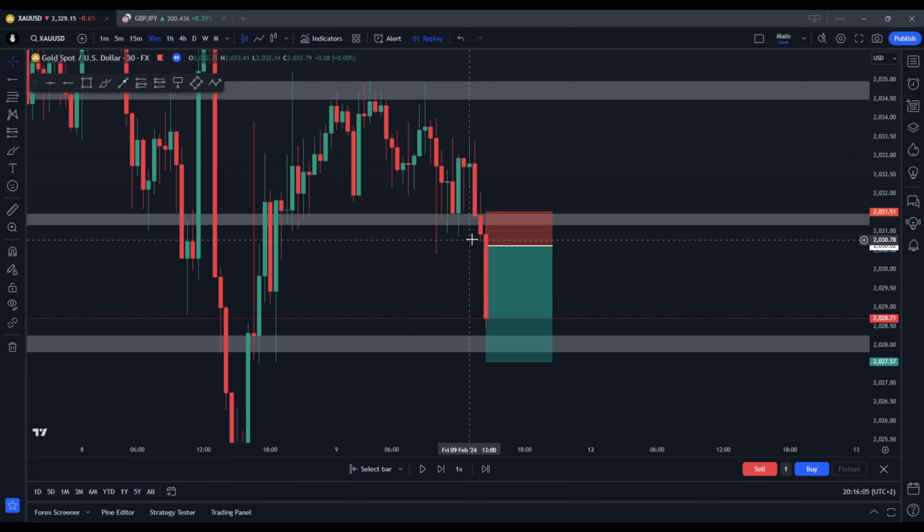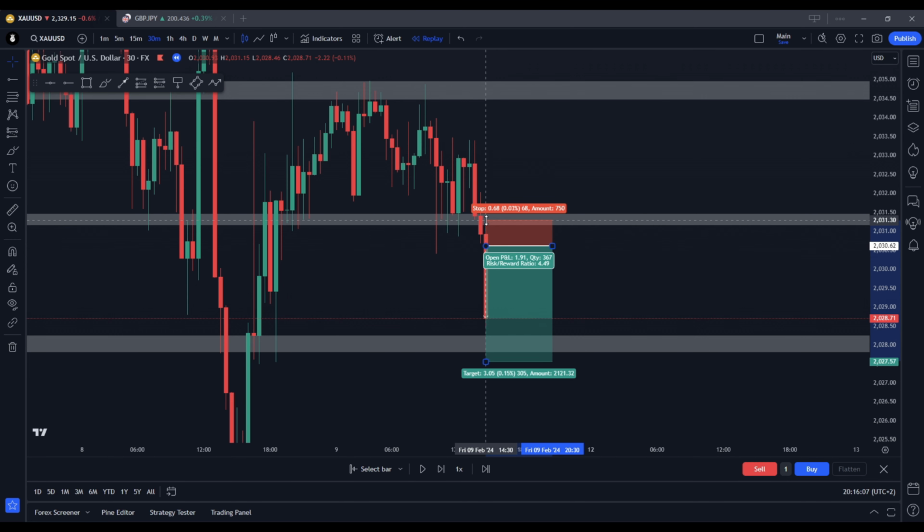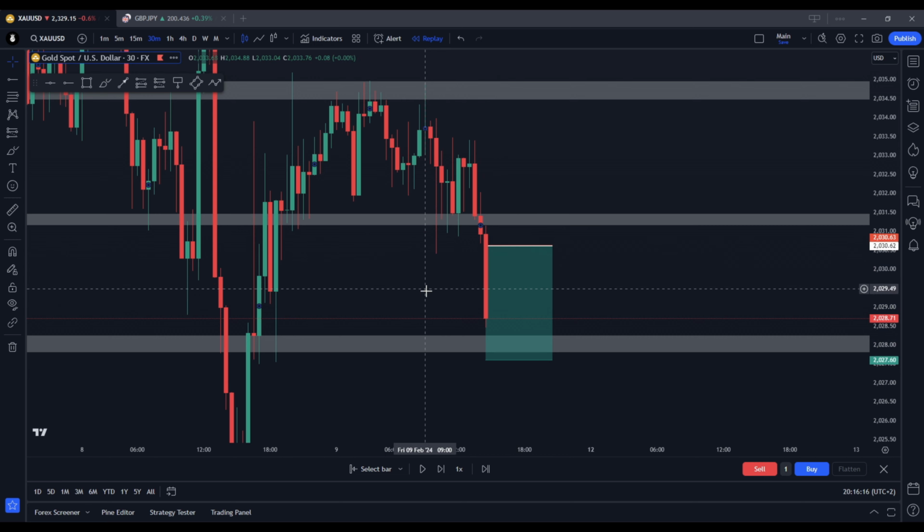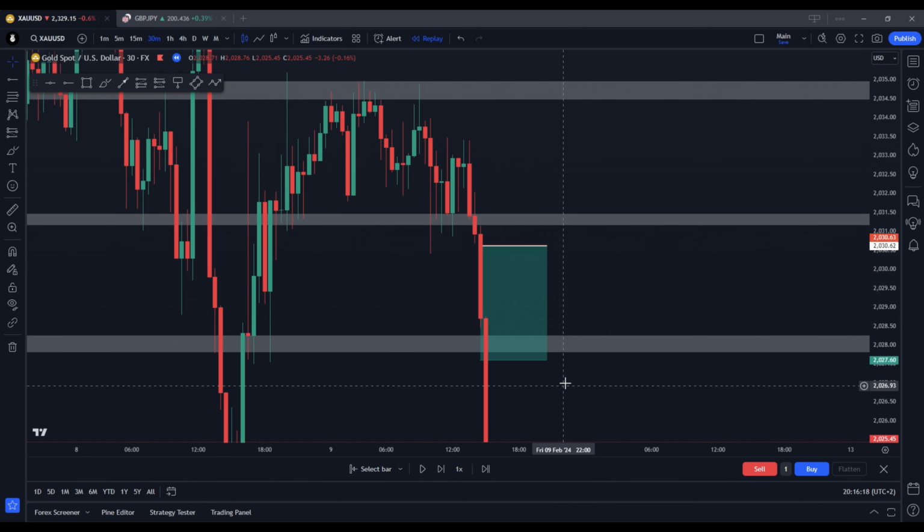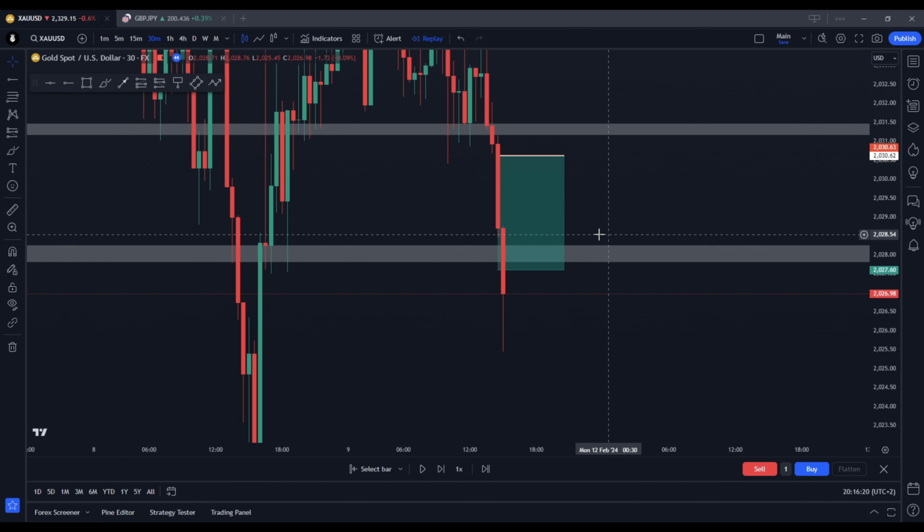And you can see we've actually moved down quite nicely. The stop loss would have been quite small, about 7 pips, maybe 8 with some spread, and we would have moved about 20 pips at this point. So you could even move your stop loss to entry and let this play out risk-free. And as you can see, price continued bearish.